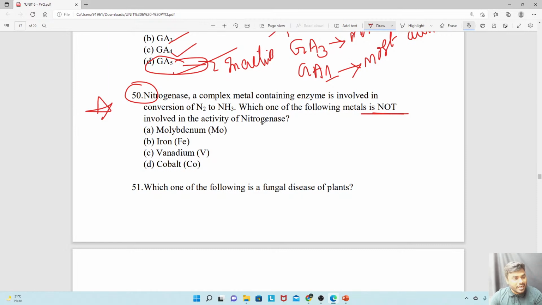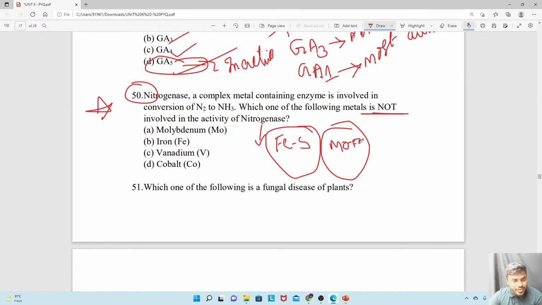Question number 50. I feel every one of you remembers my statements. When we studied the structure of the nitrogenase enzyme, what did we study? We studied that the nitrogenase enzyme contains two centers. One is the iron sulfur center and another is the molybdenum iron center. I hope you all remember this. Then molybdenum is right, iron is right.